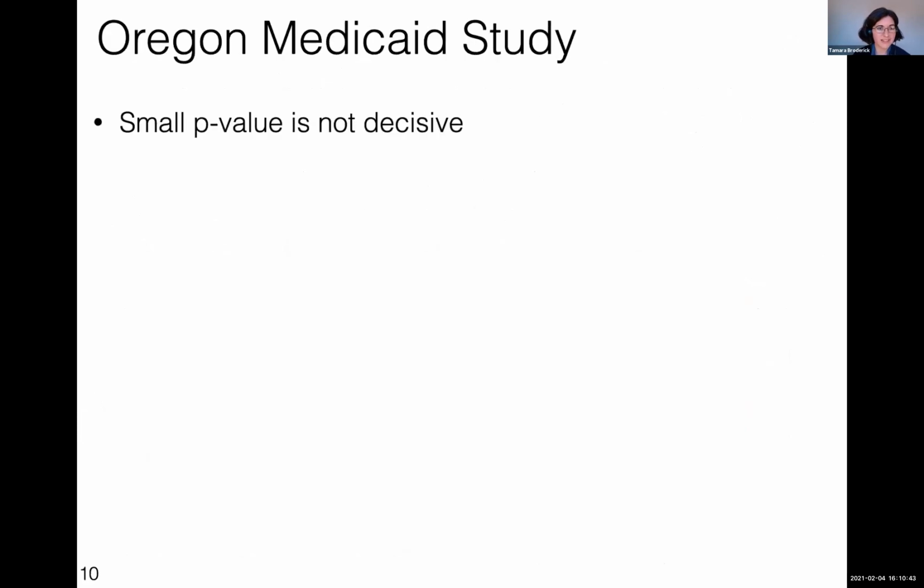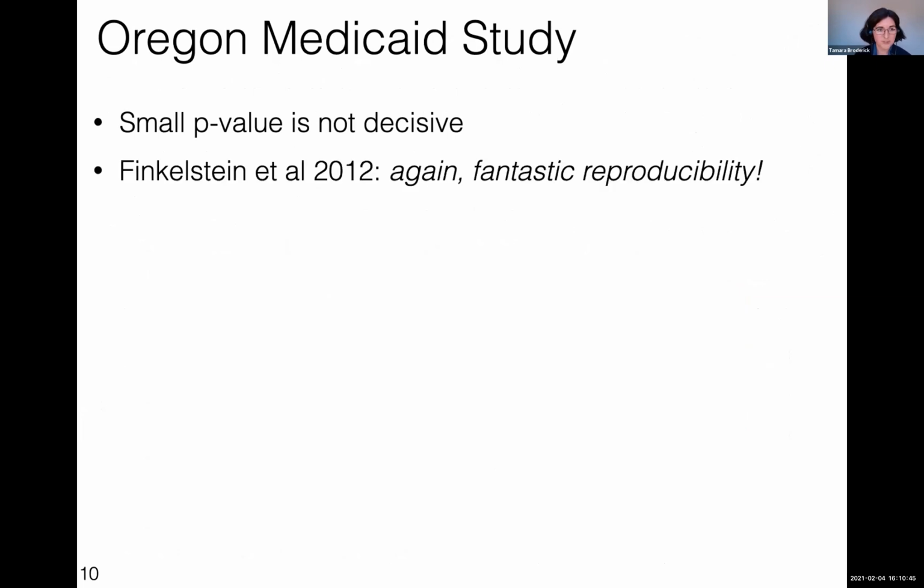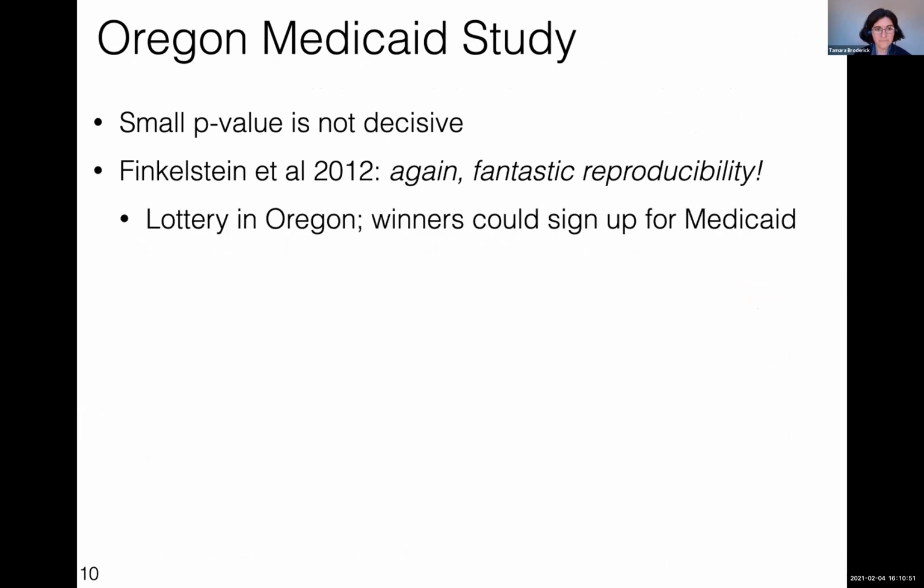Okay, let's look at this Oregon Medicaid study. This is Finkelstein et al. 2012. Again, love these papers. They're fantastic. So very famously, there was this lottery in Oregon where the winners were able to sign up for Medicaid. And so this is a natural randomized controlled trial where we can ask, what's the effect of Medicaid? And this might lend insight into the effect of Medicaid.